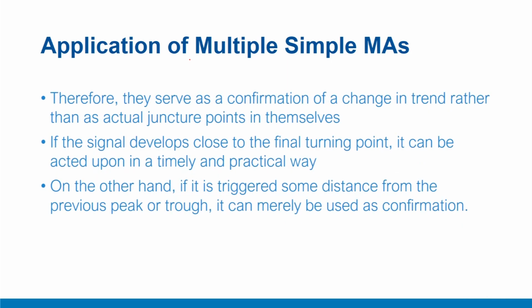To summarize, in this video, we discussed application of multiple simple moving averages in signal generation and trend determination. We noted that a shorter duration MA is more fluctuating and it can be used along with a long-term MA in generating signals.